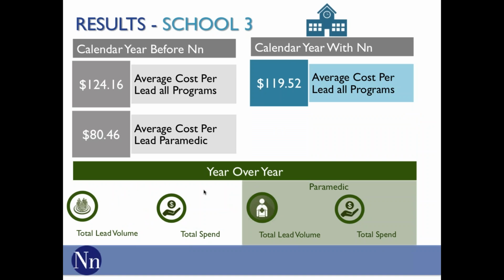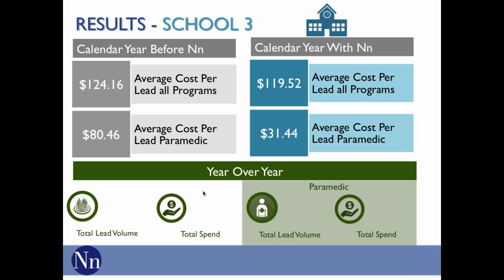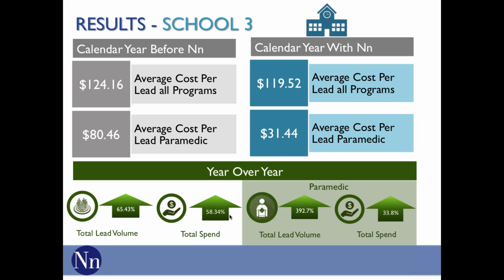Some decrease in their overall average, amazing decrease in a specific program, and I think this speaks to the fact that when you've got your campaign organized correctly, and if this program is really important to me, please spend some extra time on that, really focus on that. That campaign management and setup allows you to do just that. And then year over year, we've got a 65% increase in lead volume on a spend that's almost 10 percentage points less, and then a paramedic lead volume increase of 392% on a spend increase of only 33%.